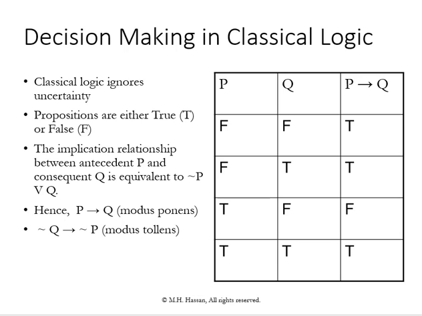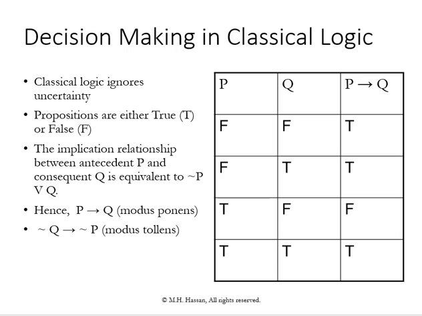Decision-making in classical logic. Classical logic ignores uncertainty. Propositions are either true or false, T for true, F for false. The implication relationship between antecedent P and consequent Q is equal to not P or Q. Hence P leads to Q, called modus ponens, and not Q leads to not P, called modus tollens.